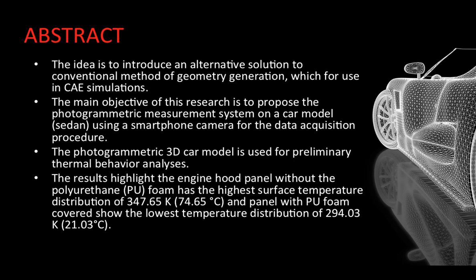In this research, the idea is to introduce an alternative solution to conventional methods of geometry generation. The main objective is to propose the photogrammetric measurement system on a car model using a smartphone camera for the data acquisition procedure. The photogrammetric 3D car model is used to investigate the thermal behavior analysis in this research. The results highlight the engine hood panel without the polyethylene form has the highest surface temperature distribution of 347.65 Kelvin, and the panel with PU form covered shows the lowest temperature distribution of 264.03 Kelvin.